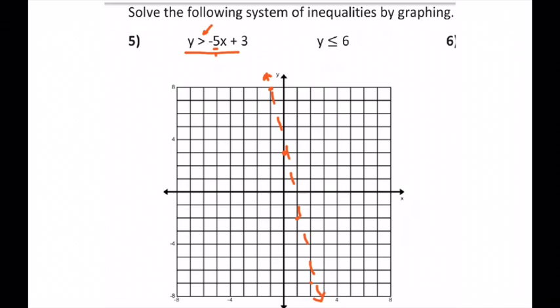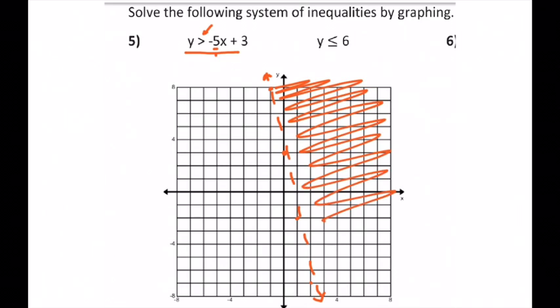Arrows. Okay, and then I'm going to shade above the line because that's a greater than. So above is over here. And so that's the first inequality. The second inequality I will do in green. And that one's y is less than or equal to 6.